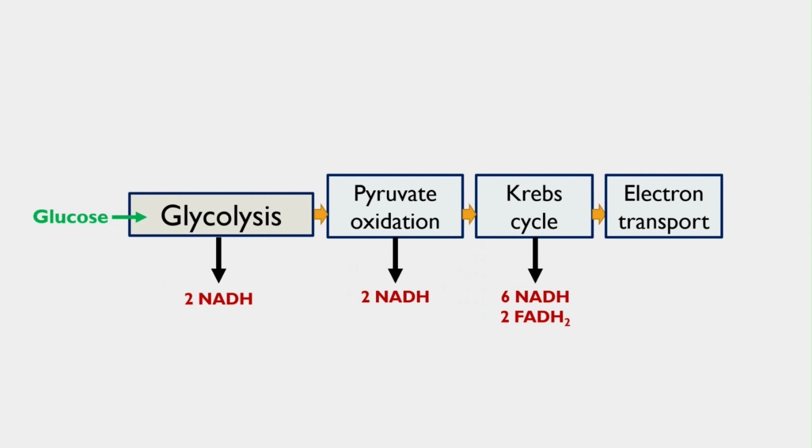Let's take a step back and put together all of the electrons we have harvested along the way per each glucose. We received 2 NADH in glycolysis, 2 NADH in pyruvate oxidation, and 6 NADH along with 2 FADH2 in the Krebs cycle. That's 10 NADH and 2 FADH2 that are primed and ready to donate their electrons to the electron transport chain to produce ATP.